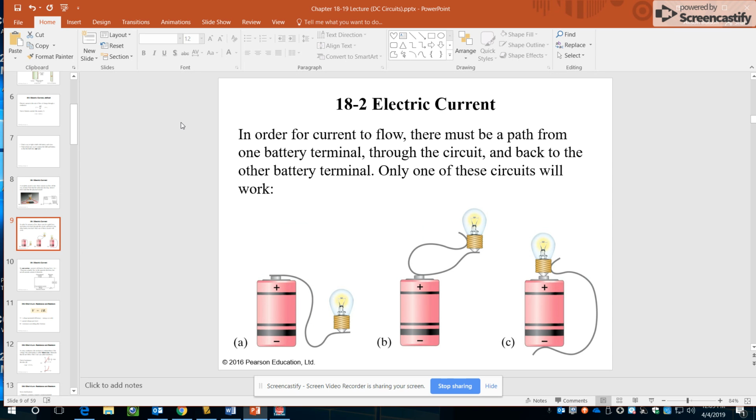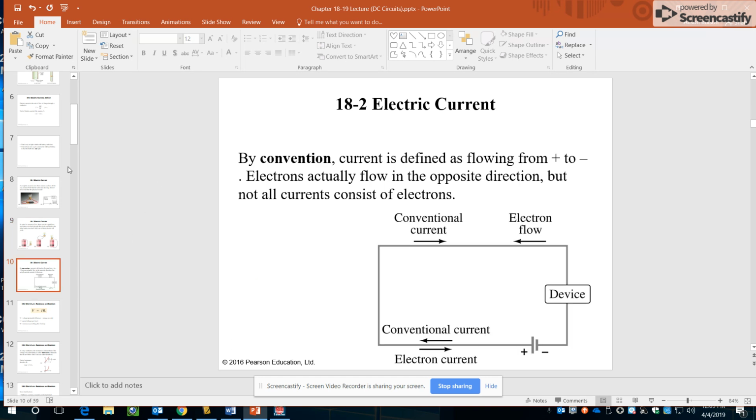In order for current to flow, there must be a complete path from one terminal of the battery to the other. Current has to be able to flow all the way around through the battery, through conductors, and through any elements you're connecting. Only one of these circuits works, and that's kind of the focus of our in-class demonstration.